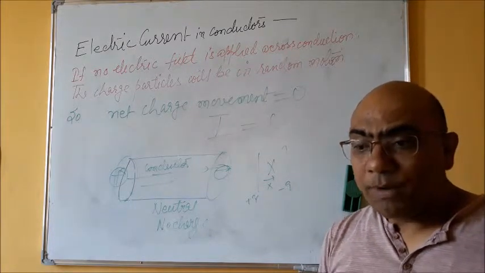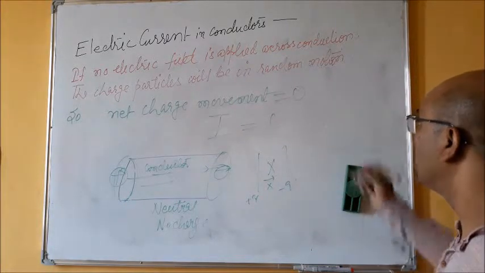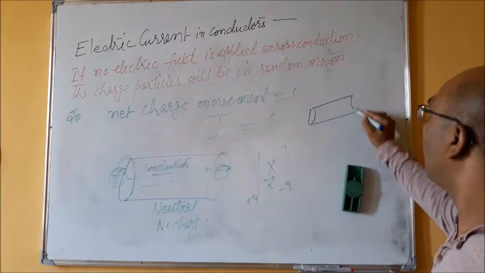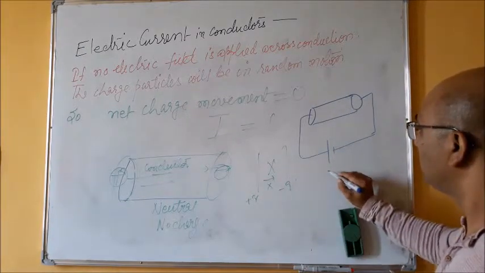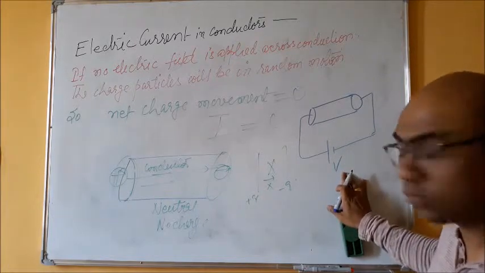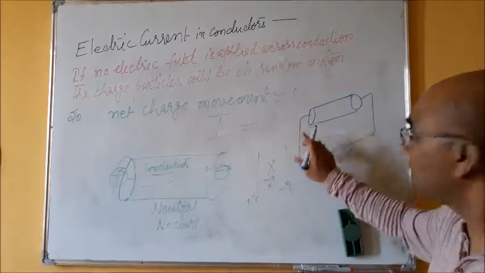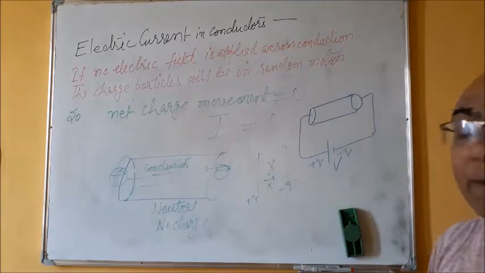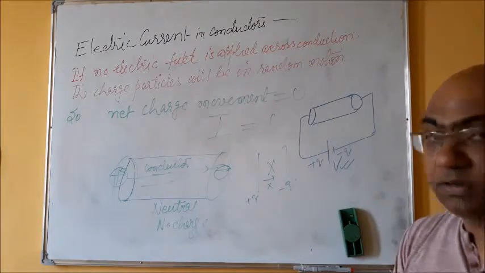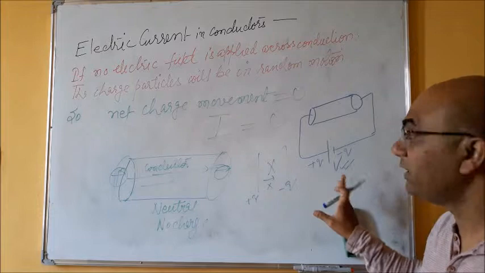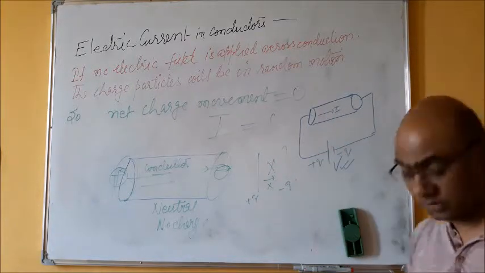But if I am having something like this, and this is a voltage source continuously providing charged particles to this conductor, what will happen? Since this is providing continuous charged particles, there will be a continuous current flow in this conductor, right?